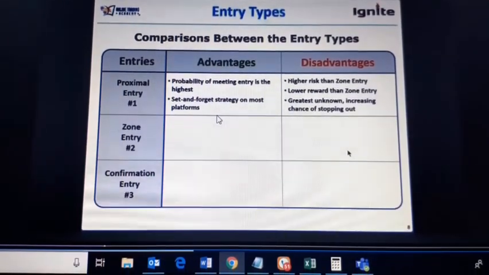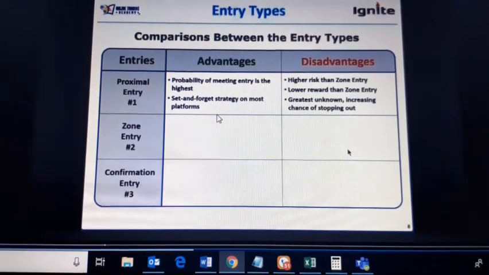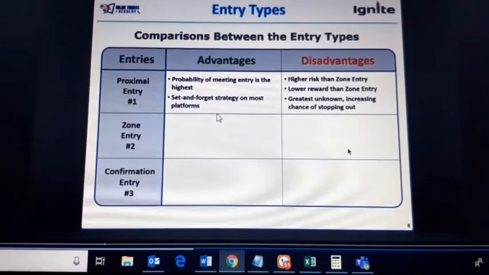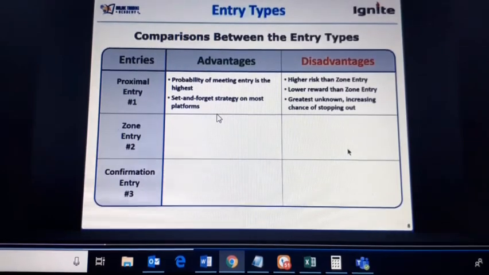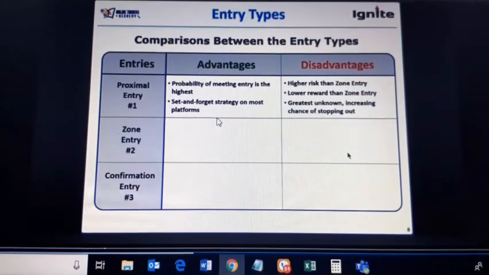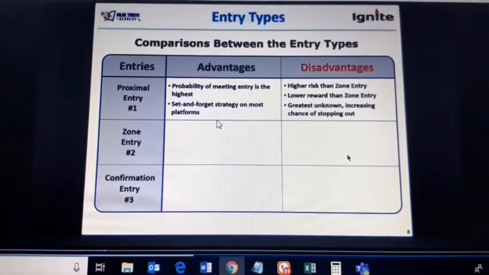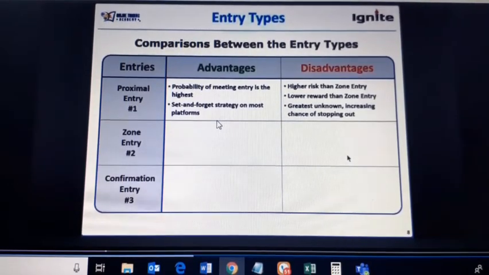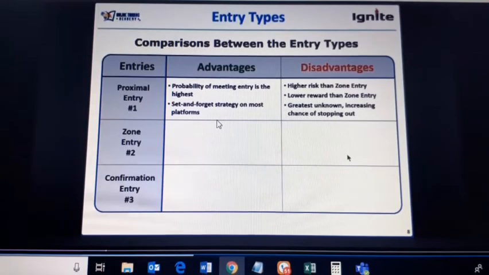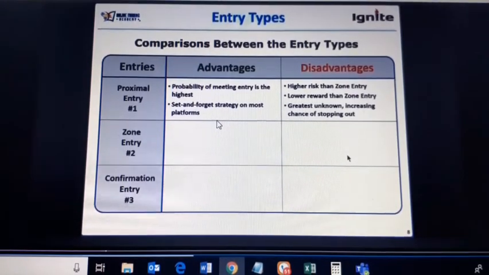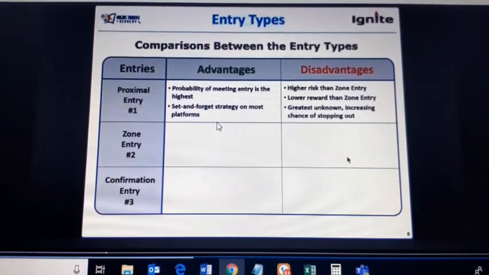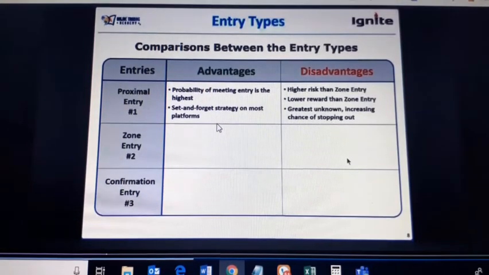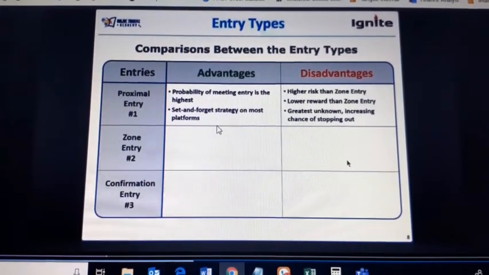The disadvantage is higher risk than zone entry. It's higher risk than a zone entry, because in a zone entry we are taking an entry inside the zone, not at the proximal line. That's why the risk is more in your type 1 entry. Lower reward than zone entry because the risk is more. Greatest unknown increases the chance of stopping out.